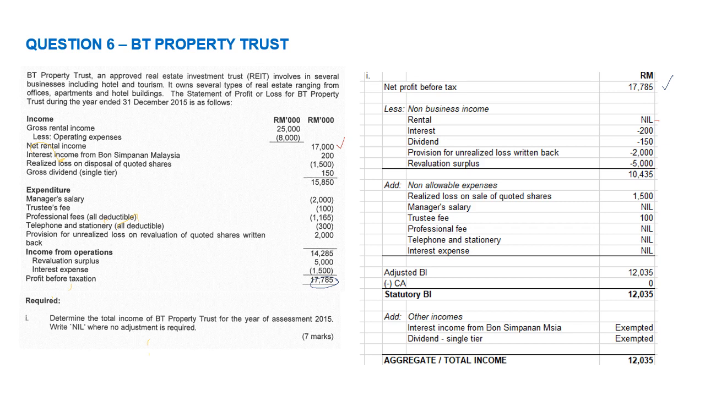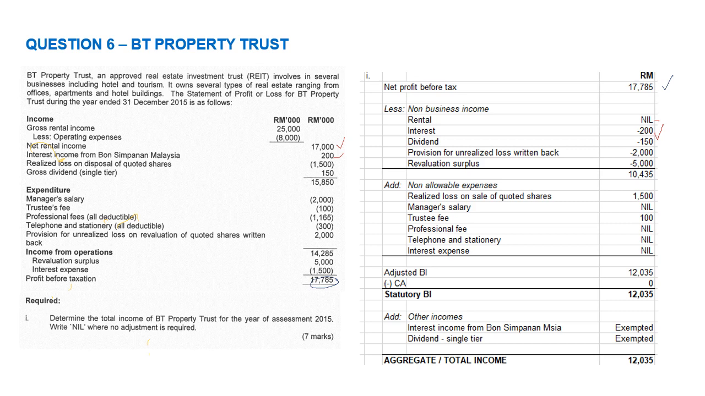Okay, next kita ada interest income from bond simpanan nasional 200,000. So, interest income is not considered as business income. Therefore, here we need to deduct 200,000 for interest.